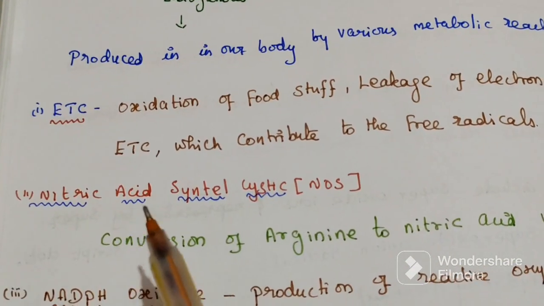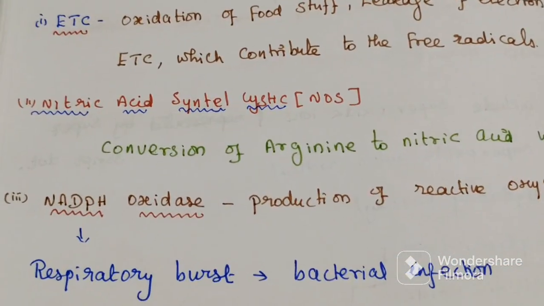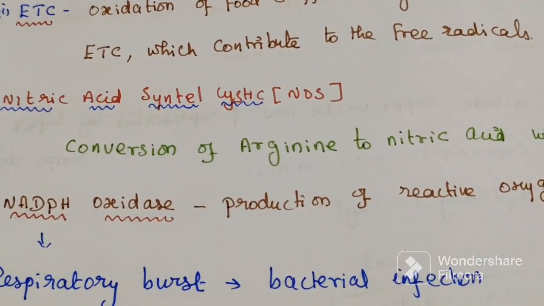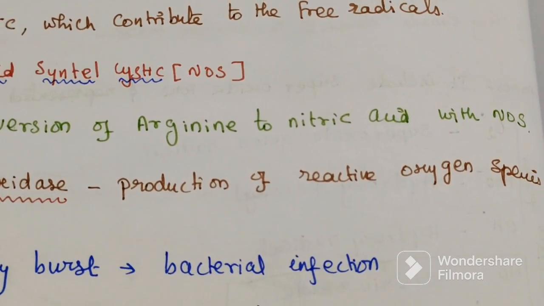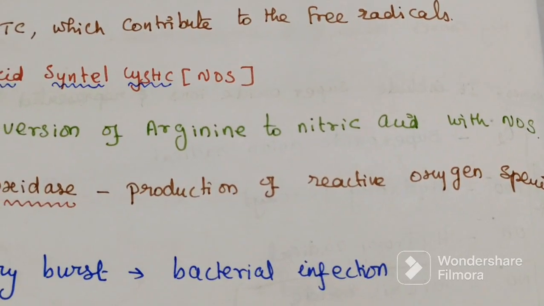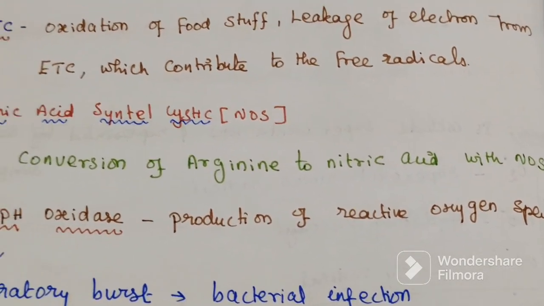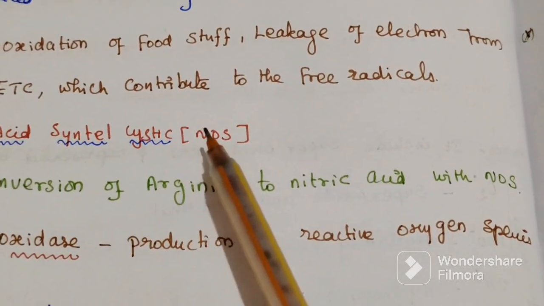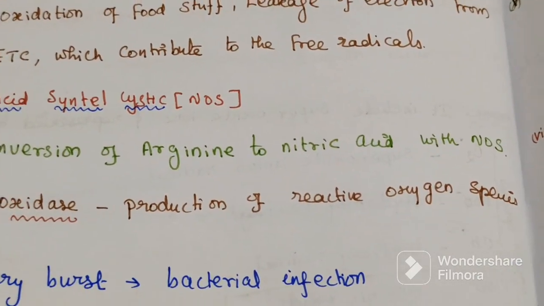The second one is nitric oxide synthase. Here there is conversion of arginine to nitric oxide with the help of nitric oxide synthase, NOS. So here there is production of reactive oxygen species.